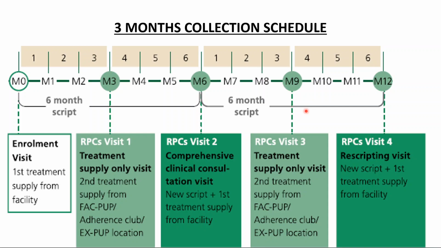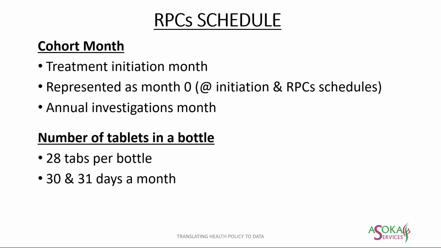There are a number of things that we need to keep in mind in all of this. Now, the cohort still needs to be kept. That means at 12 months, the patient must not miss. They must come back to the facility, have their script renewed, and have their bloods collected. Month 0, as we have said, represents the initiation month that the patient started treatment on. The annual investigation needs to be done at month 0 or at month 12. Month 12 and month 0 will always be exchangeable because it's the month that the patient needs to come back to the facility.